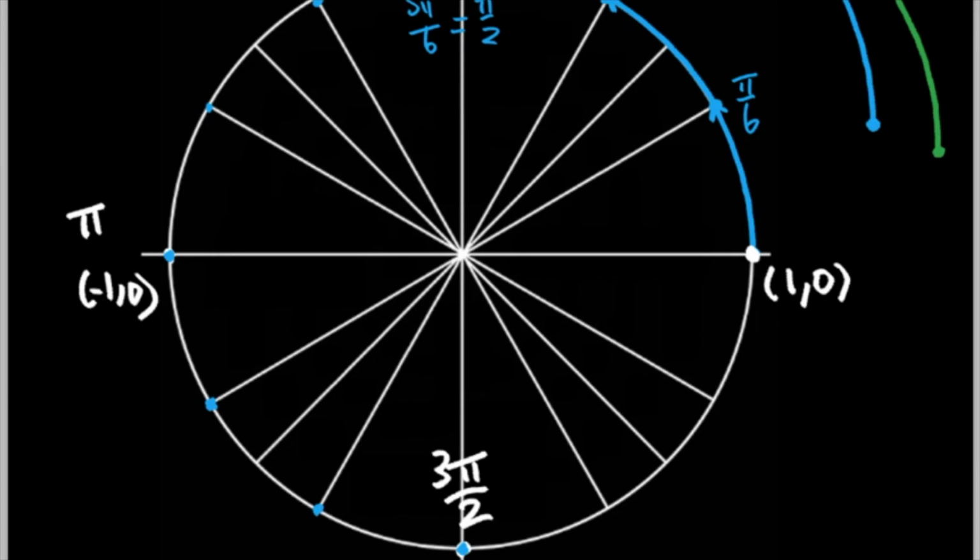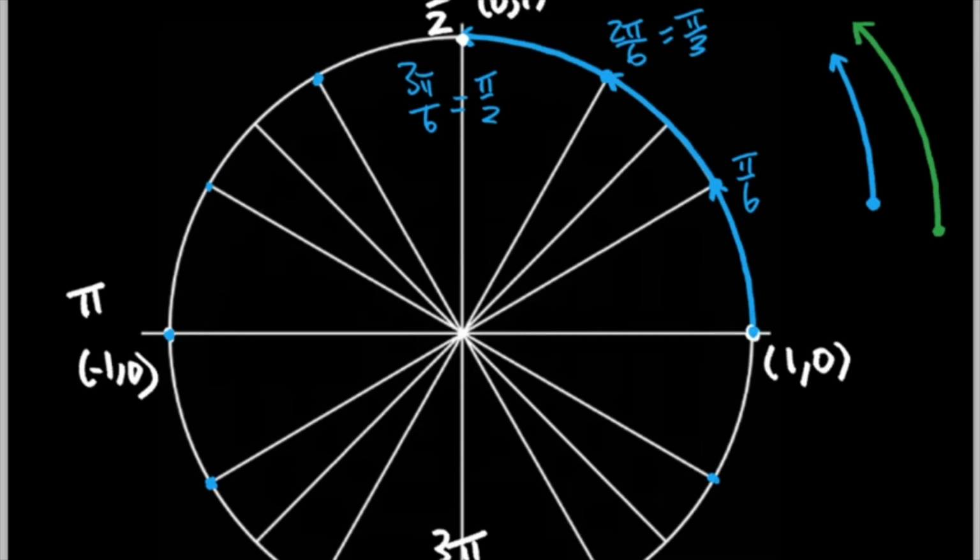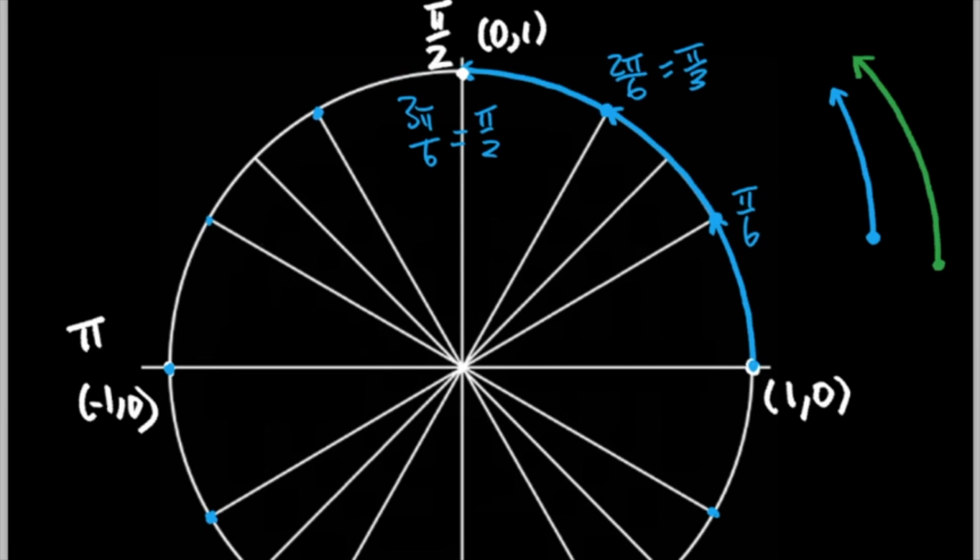And that'll be all of the pi over 6's going all the way until 2 pi. So this would be 4 pi over 6, which equals 2 pi over 3. And this is 5 pi over 6, which doesn't reduce. This is 6 pi over 6, 7 pi over 6.